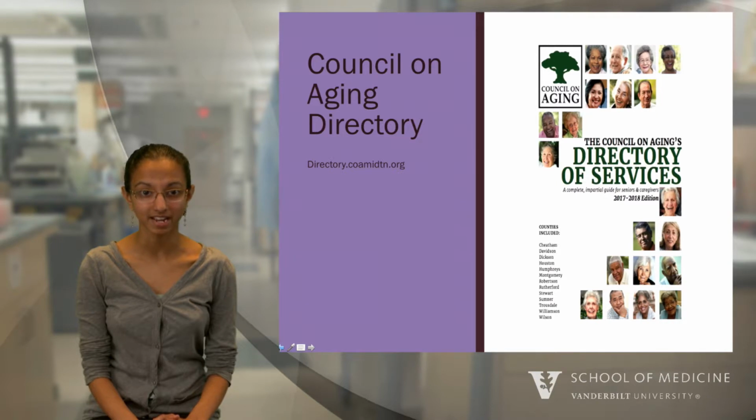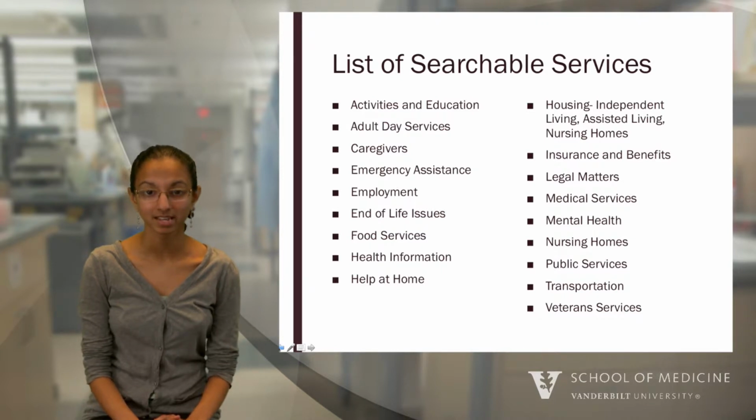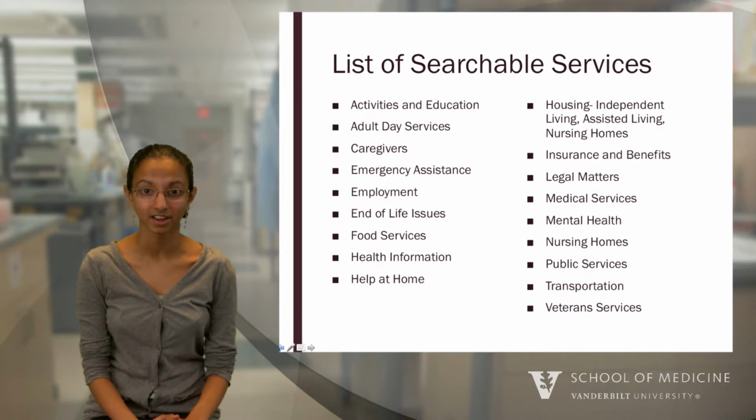Fortunately, the Council on Aging in Middle Tennessee has shared this easy-to-navigate resource guide that you can share with your patients if they identify any of these needs. This resource is also available online. Here is a list of searchable services that are often available at free or reduced price. Some commonly identified needs are caregiving services, employment, food, and transportation.